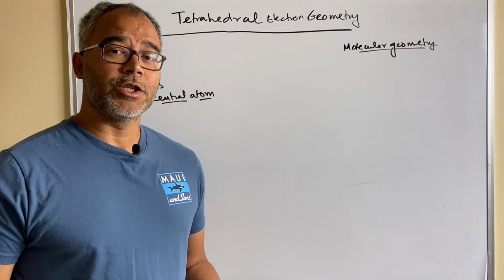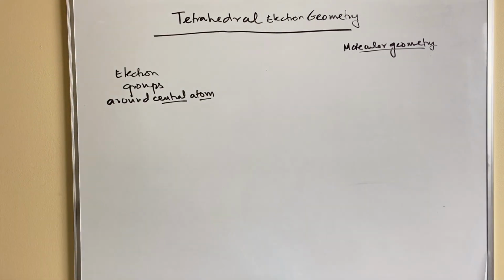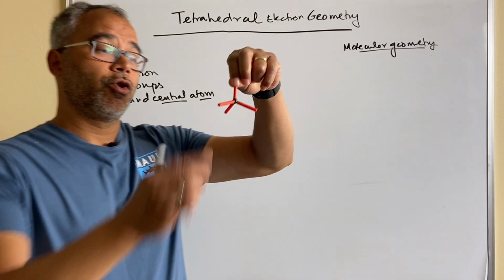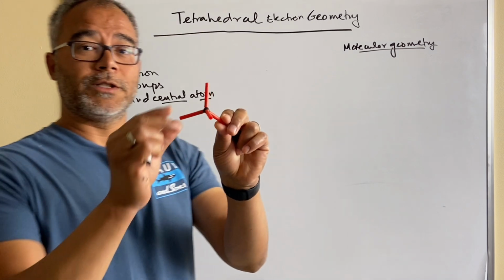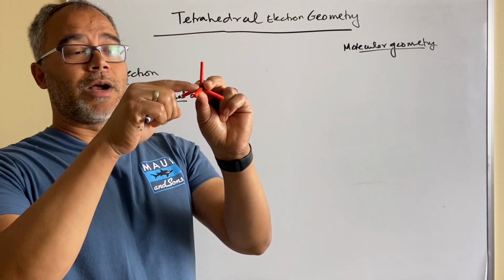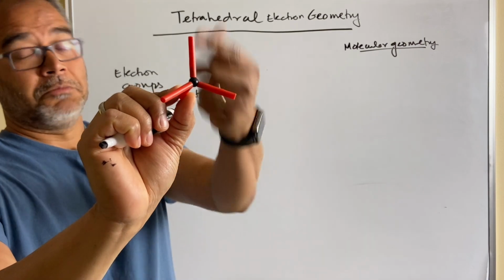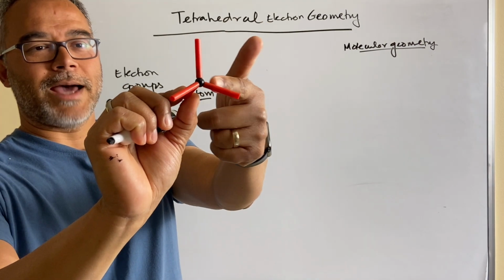Let's direct our attention to tetrahedral electron geometry. Okay, so I'm just going to show you a model of a tetrahedron, and that's basically 4 electron groups around the central atom. So if you look at that central atom, the black carbon, in this case it's carbon, it could be any other atom.